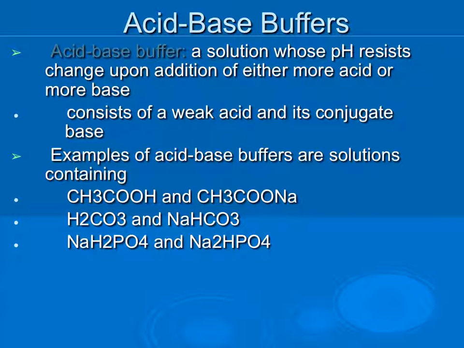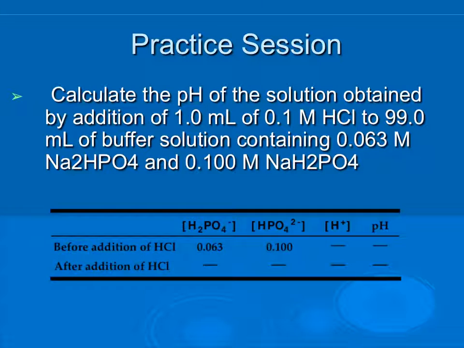Okay. And so they're just showing here some of the examples that are used. That first one, that's just acetic acid and acetate from organic chemistry. Then we have the bicarbonate system and the phosphate system.